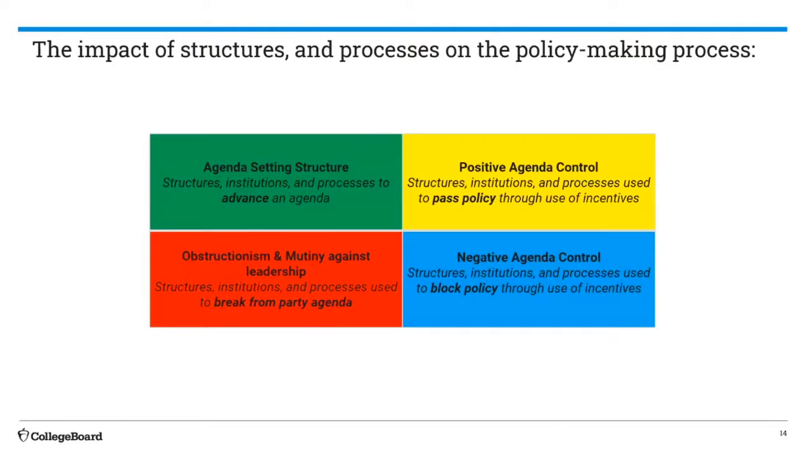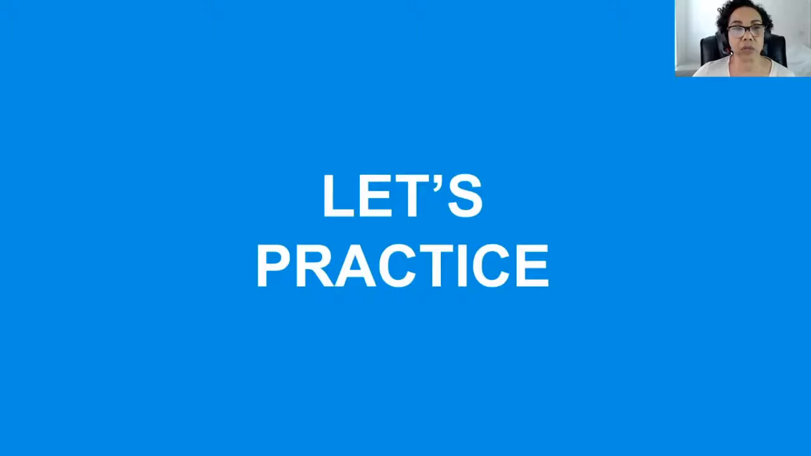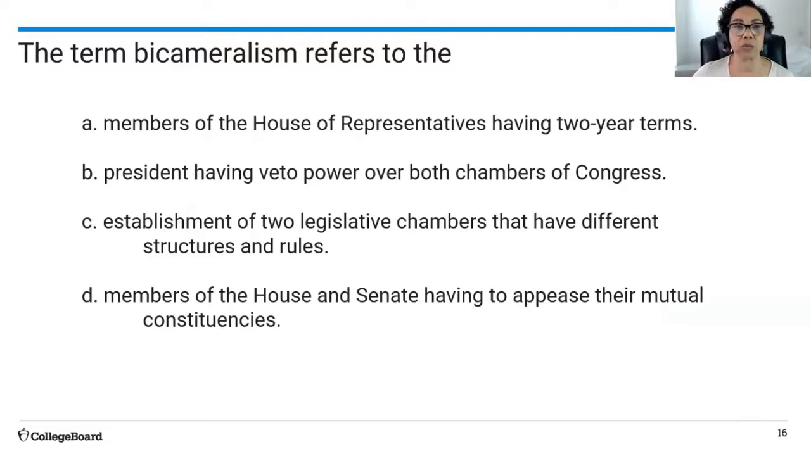You want to come back and take a look at this. It talks about structures, institutions, and processes and how that can lead to a positive in terms of meeting an agenda or passing policy, or a negative in terms of moving away from what the majority party wants to see happen, and then also how you can block legislation. So let's take a look at some multiple choice questions here.